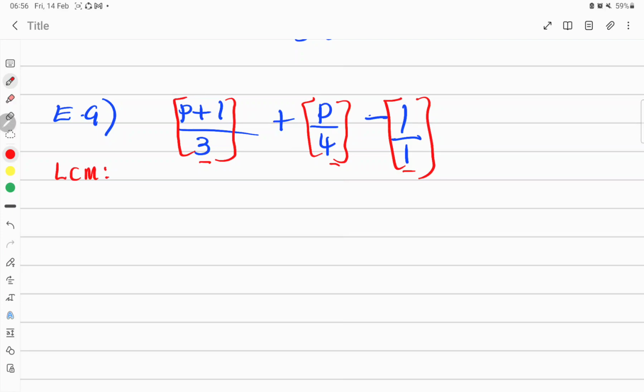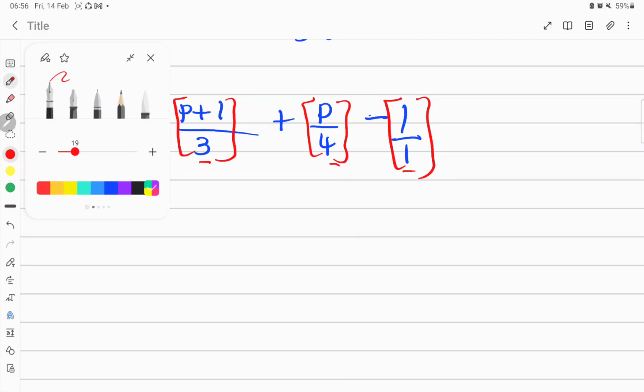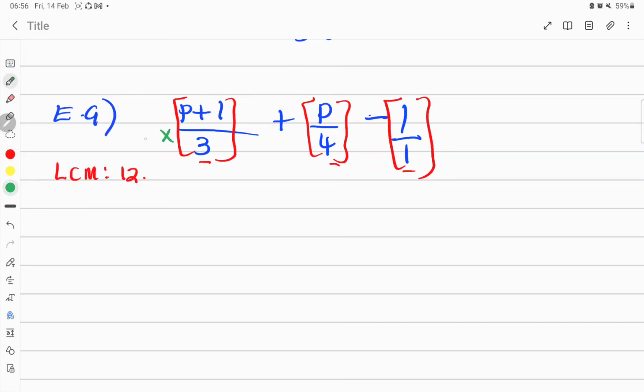So what is going to happen is that I'm going to times by this is 12. I'm going to times here by 3. By 4. 4 over 4, because 4 times 3 is 12. Then I'm going to times by 3. Let me put it in front. 3. There you times by 12.